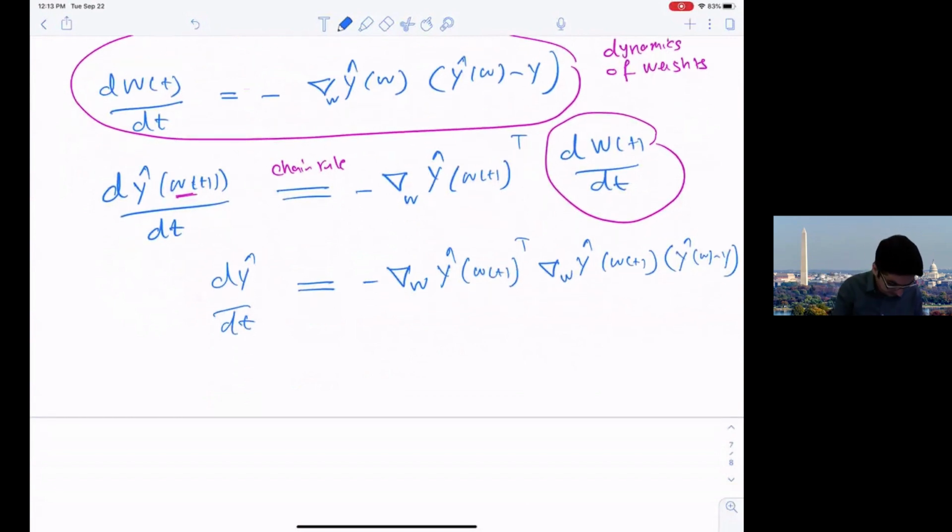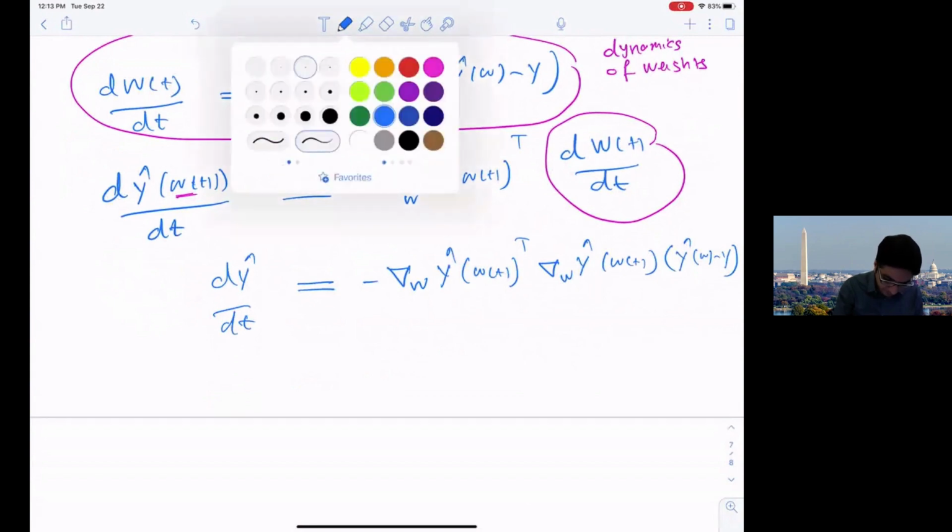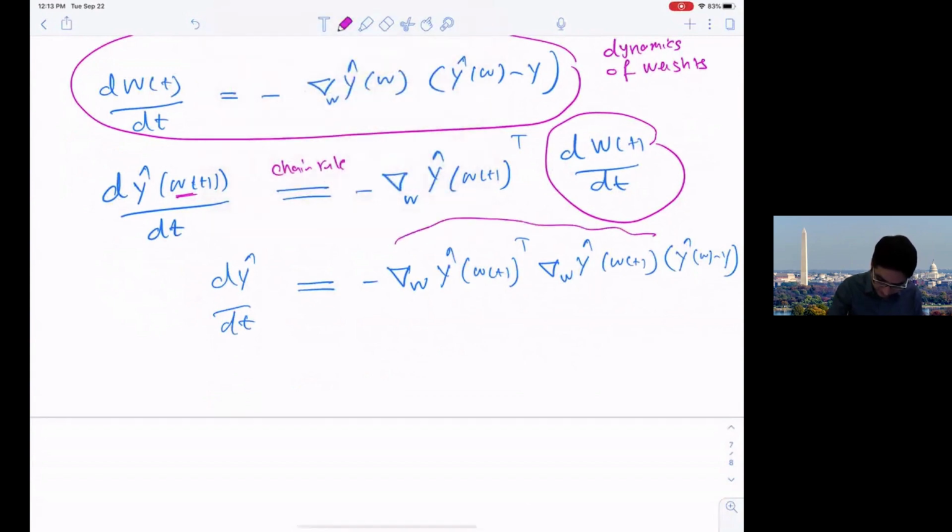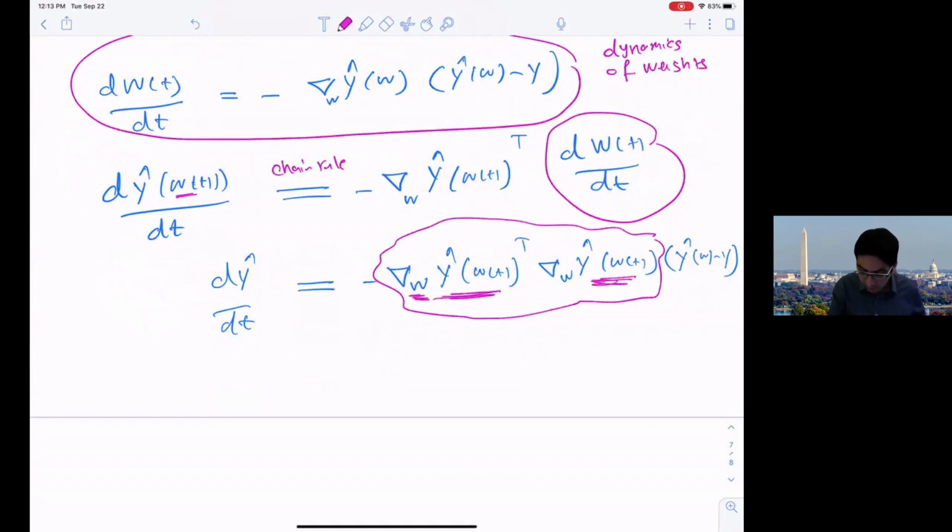But something amazing happens here. Look at this term. This is a Jacobian matrix computed for each sample. I compute the gradient with respect to weights, and I look at the inner product of the gradients with respect to weights for pairs of samples. What is this? What is this guy?